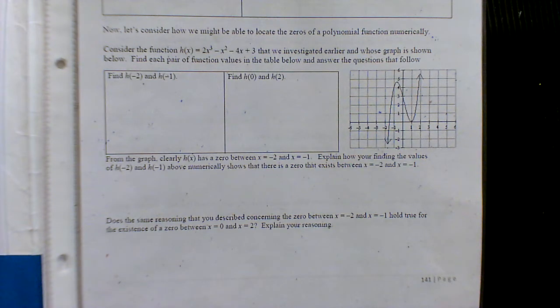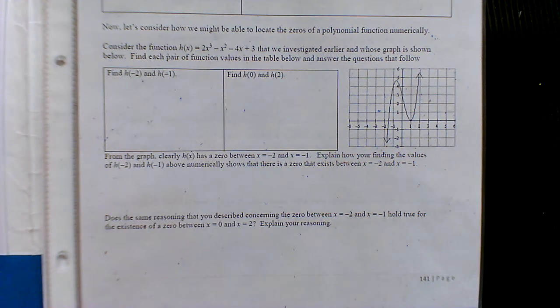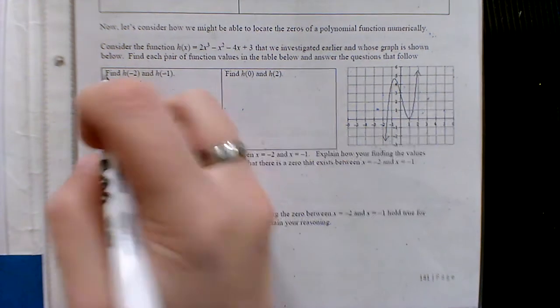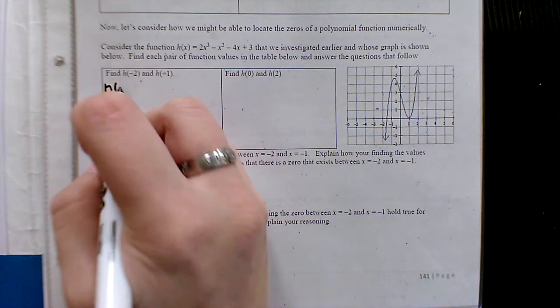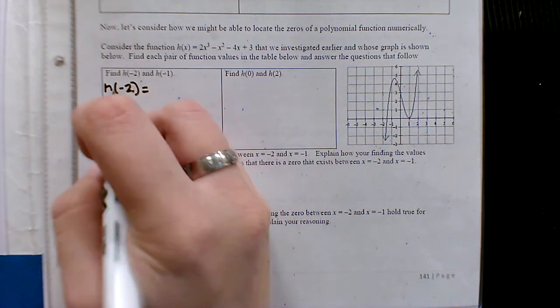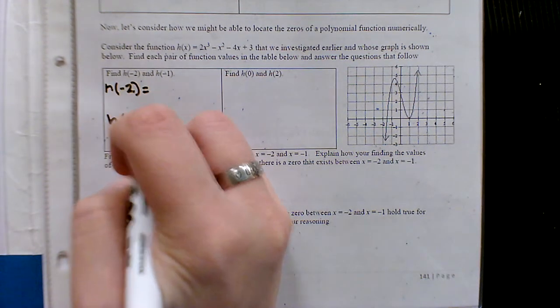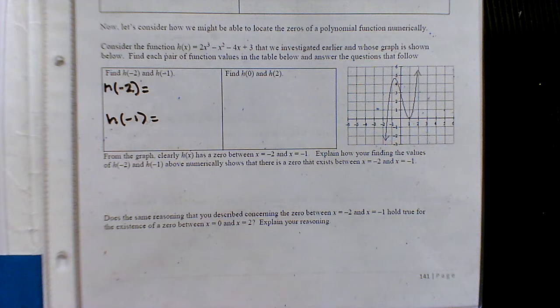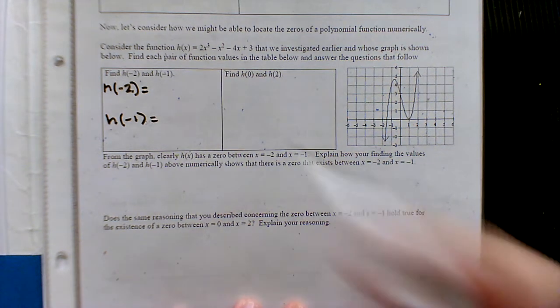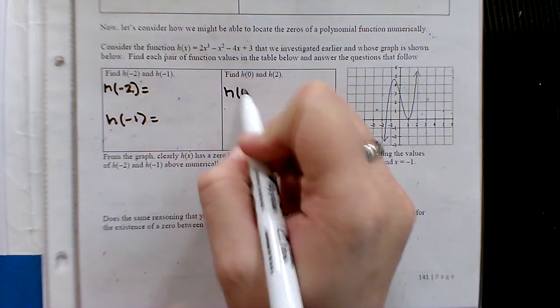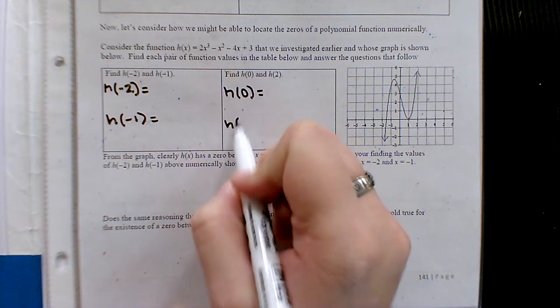Do you instinctively feel like doing something when you see those? Go, Tori. Plug them in. All right, so if you have a calculator available, you can go ahead and use it. Maybe some of you can do it in your head, but we're going to plug in -2 and see what we get, and plug in -1 and see what we get. Maybe when you get done with those two, you can do the other values in the second box.